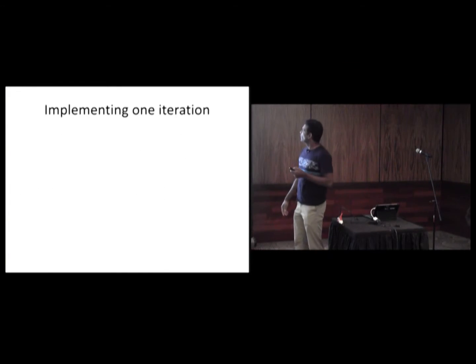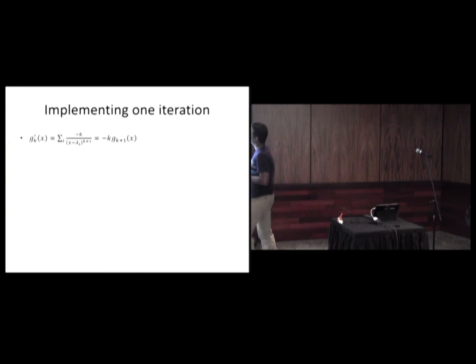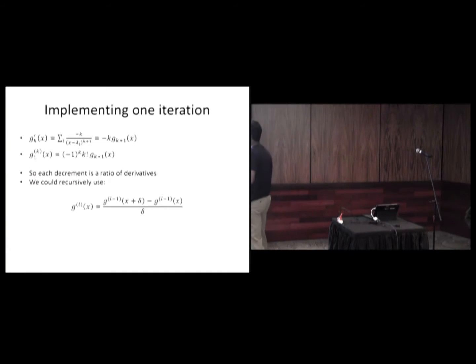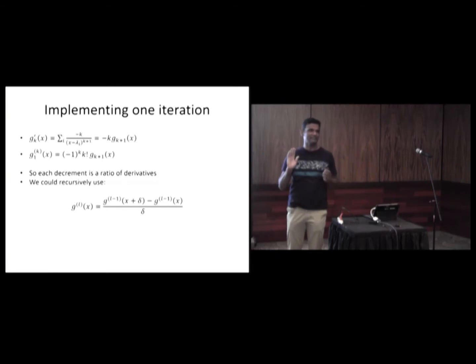Okay. So implementing one iteration, here's an observation that you can think of these functions as derivatives. In fact, that's how we first thought of it. G prime k of x, that's just the derivative of the function, is minus k times g_{k+1}. And the kth derivative is minus 1 to the k times k factorial, just by explicitly computing the derivatives. So each decrement that we're making, remember each decrement is g_{k-1} divided by g_k, is a ratio of derivatives. Now, how should we approximate it? All we have is a function oracle. Right? We can evaluate the polynomial at any given point. Let's say exactly for a second.